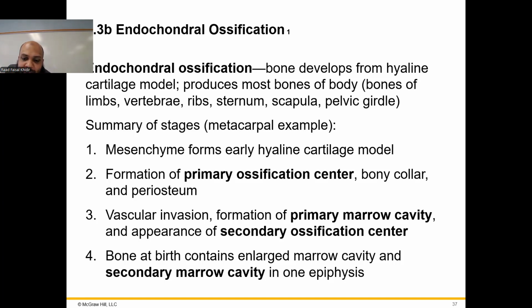So the stages are: the mesenchyme forms early hyaline cartilage. Then there's a formation of a primary ossification center with a bony collar and periosteum. There's vascular invasion and formation of the primary marrow cavity and appearance of the secondary ossification center. And the bone at birth joins the enlarged marrow cavity and secondary marrow cavity in one epiphysis.